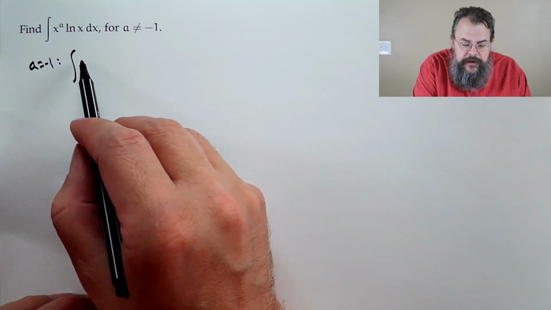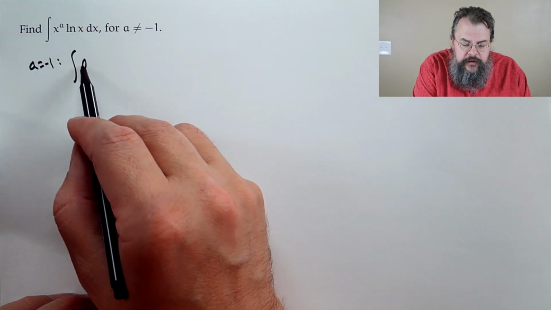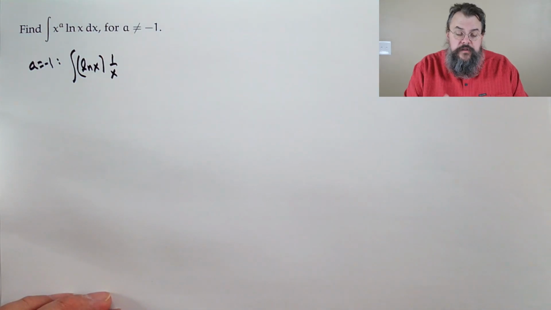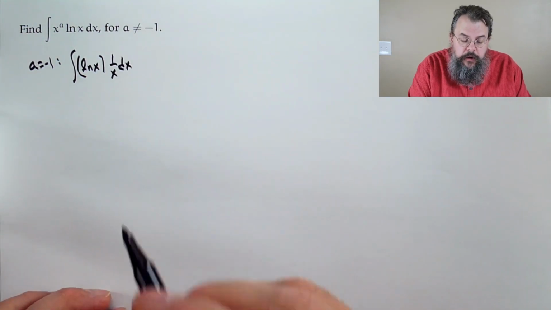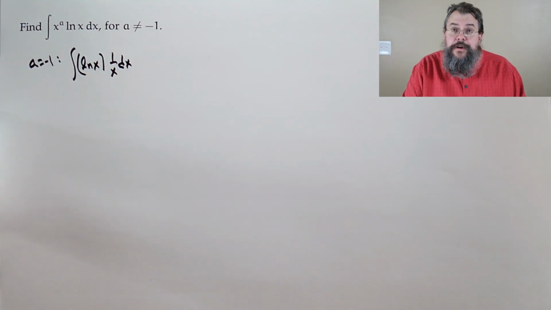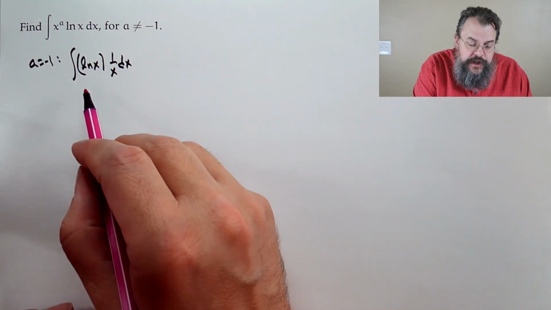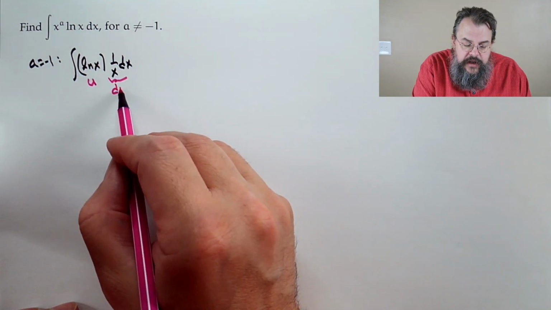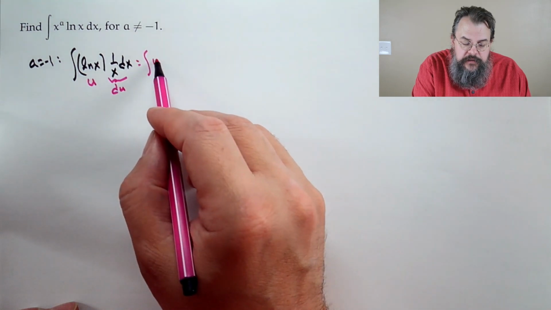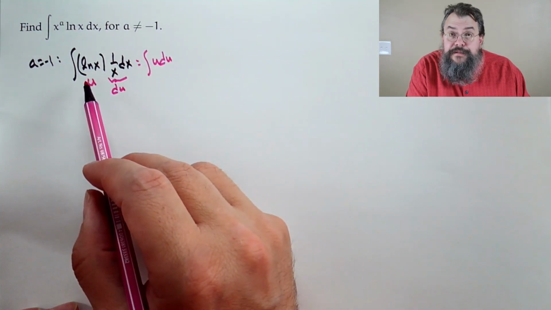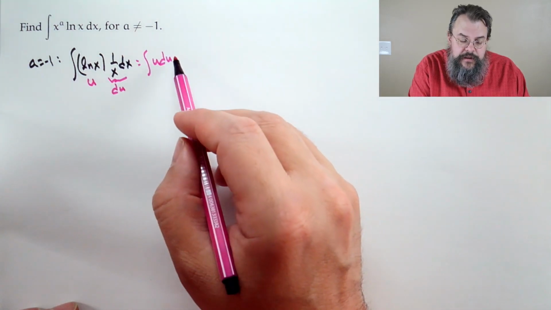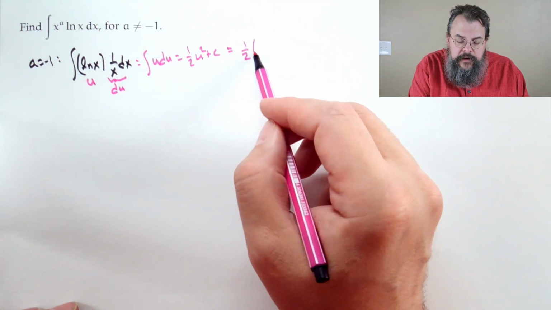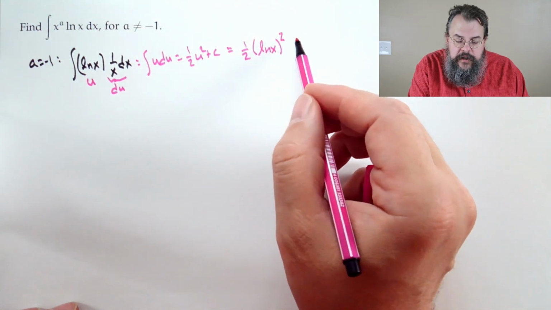Well, what you really have is x to the negative 1 is the same as 1 over x, right? x to the minus 1 is 1 over x dx. And lo and behold, this becomes something really clean. If we do substitution, see, if this is u, then this part would be du. So this would become the integral of u du, because the derivative of log x is 1 over x. So this becomes a half u squared plus c, which would make it a half log of x squared plus c.